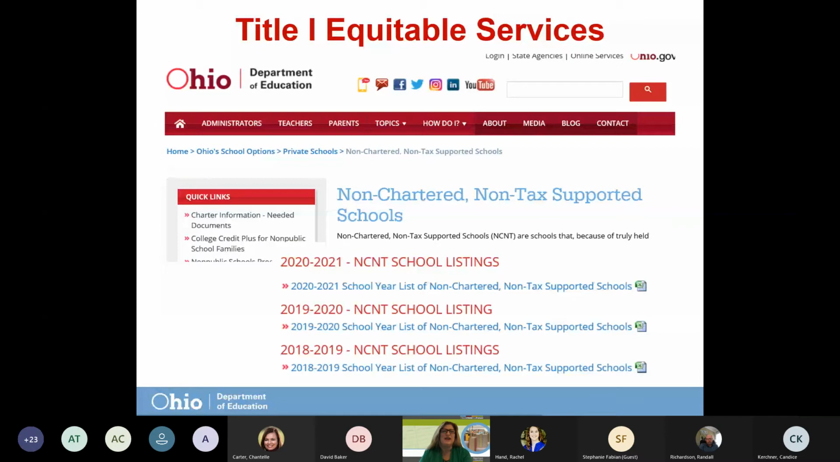Everything we've talked about so far has been for chartered non-public schools. Chartered non-public schools report data in the NPDS system, and the system automatically calculates equitable services. Non-chartered, non-tax supported schools are also eligible to participate in federal programs, but they don't automatically report in NPDS. Districts must reach out to non-chartered, non-tax schools that are located in their districts to determine if they want to participate. You can find the list of non-chartered, non-tax schools on the ODE website after searching those key terms.